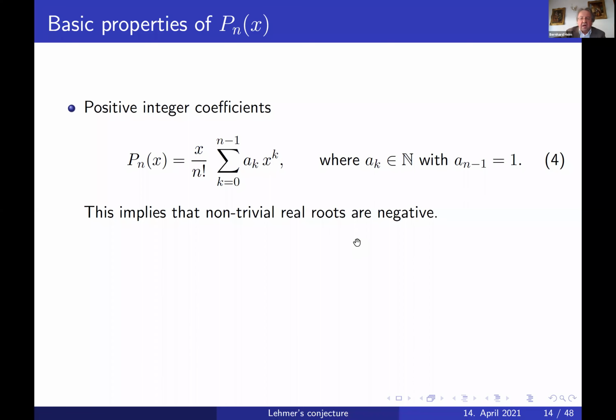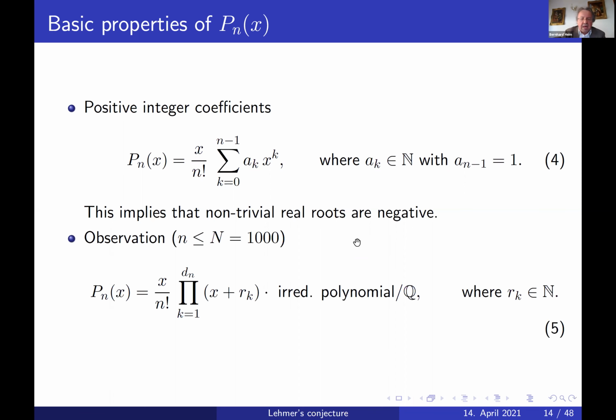So the a_k are all even, and that's very important, they're also all positive. That means when we have real roots, which you have seen in the plot before, all real roots have to be negative, because the coefficients of the polynomial are all positive. What we also observed, we cannot prove yet, but which is very interesting, there are always linear factors and then some irreducible polynomial. And the linear factors are also given by integers.